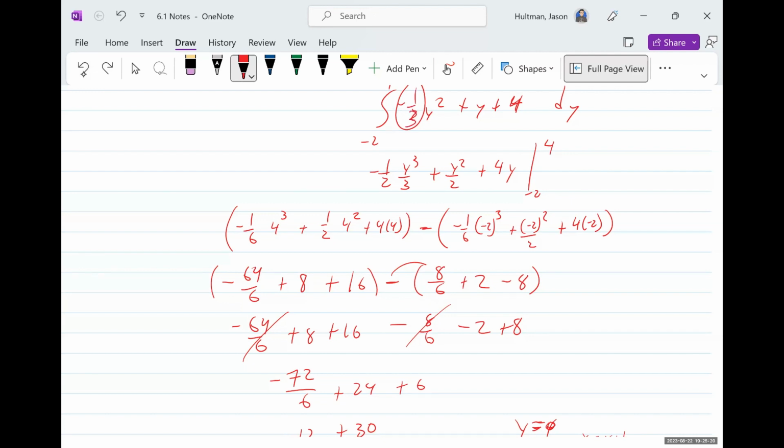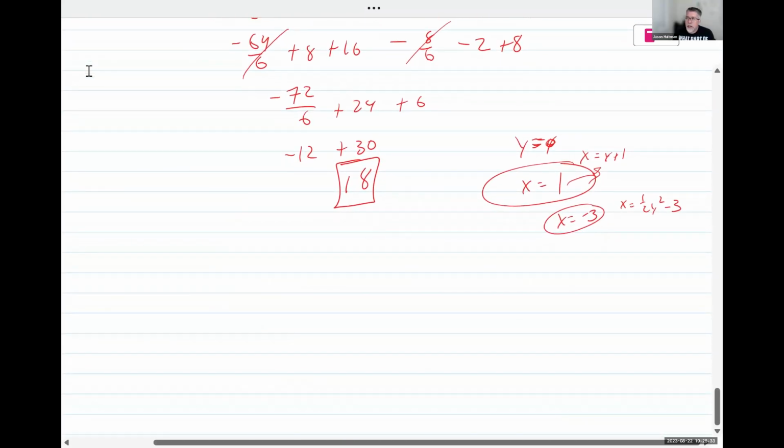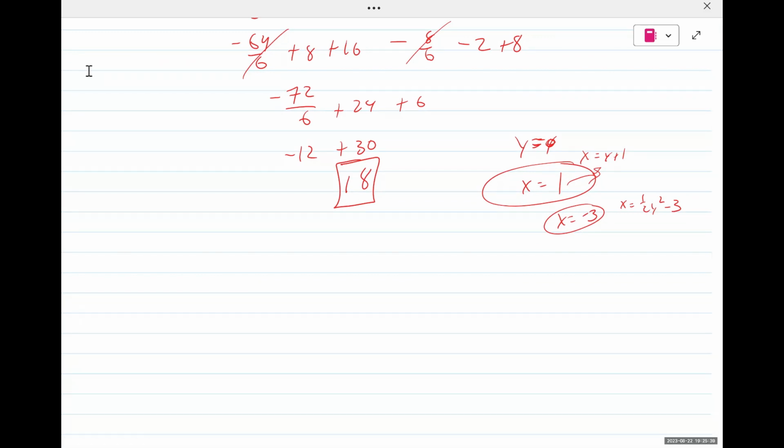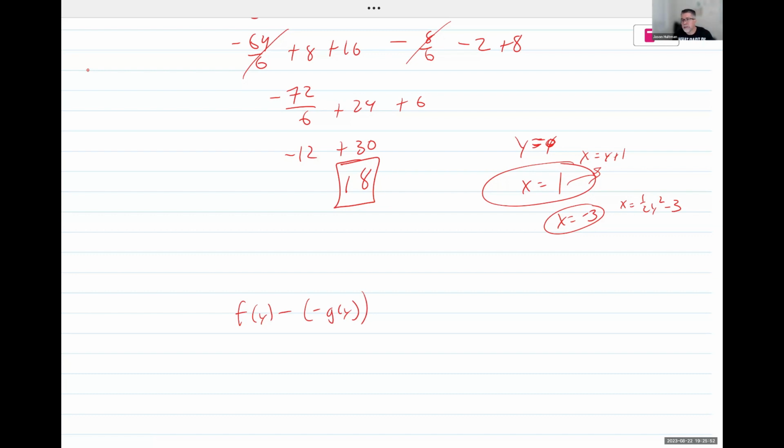I had a question about the areas when the graph sits below the axis, just like in this case where it's to the left, so you have negative x values. It works out exactly the same. No, it doesn't change. Because what we end up doing is f of y minus negative g of y, and we end up actually adding the areas together. It's a good question, but it doesn't affect it at all.